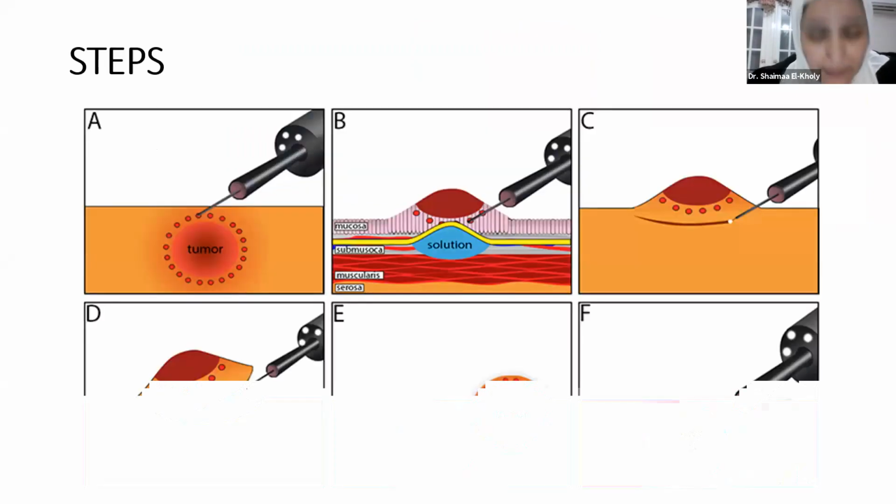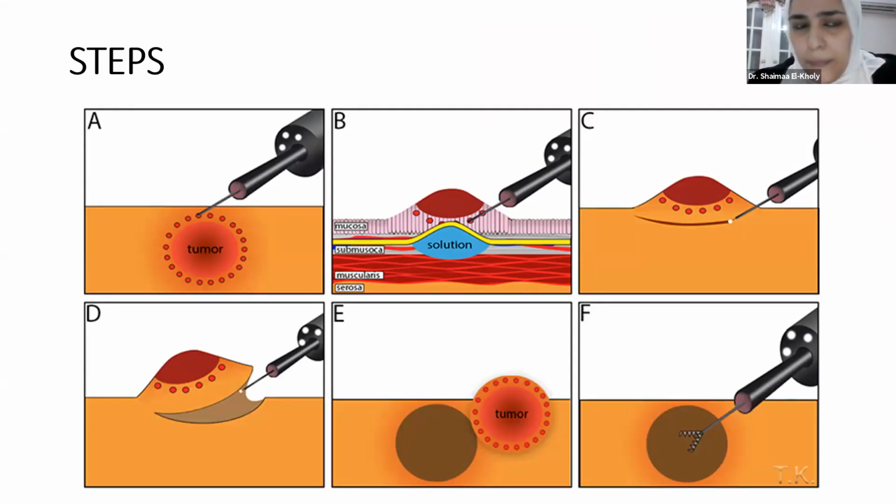So here are the steps of ESD. As maybe most of you know, you localize your tumor. You start by marking the lesion, then submucosal injection. Then you do a circular incision outside the marking, and then you start dissecting below the lesion till you get your lesion en bloc. And this is the advantage of ESD.